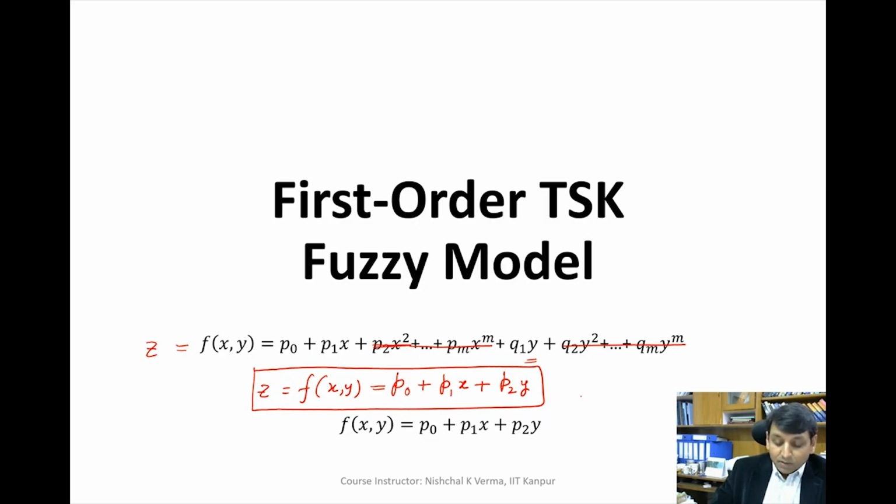So along with the constant, we will have one more term for the single antecedent. Similarly, if we have multiple antecedents, we will have multiple terms. But the power of each of the input generic variables cannot exceed 1.